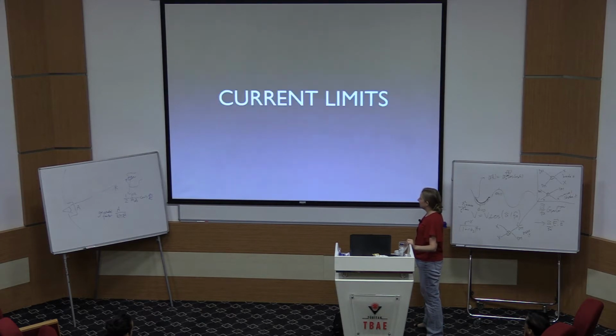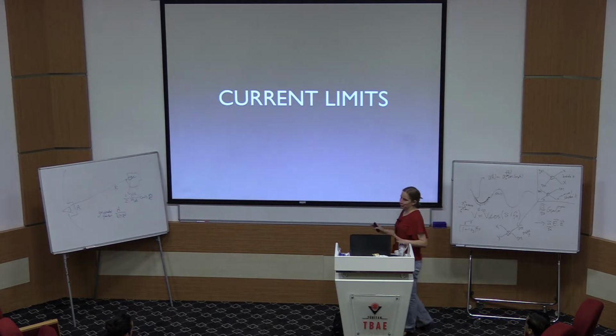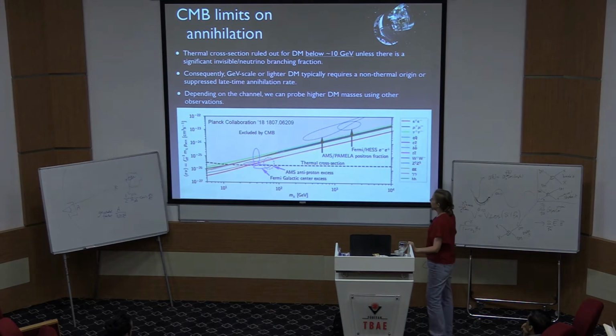I'm just going to skip over this because I want to show you some current limits. So I'll just tell you that those constraints exist, and I'm happy to talk more about how they work. But the baseline is you change the temperature history, you change the ionization history, you change the abundances of light elements. Those are the observables that you can look at. Okay, so where do we stand at the moment in terms of current limits?